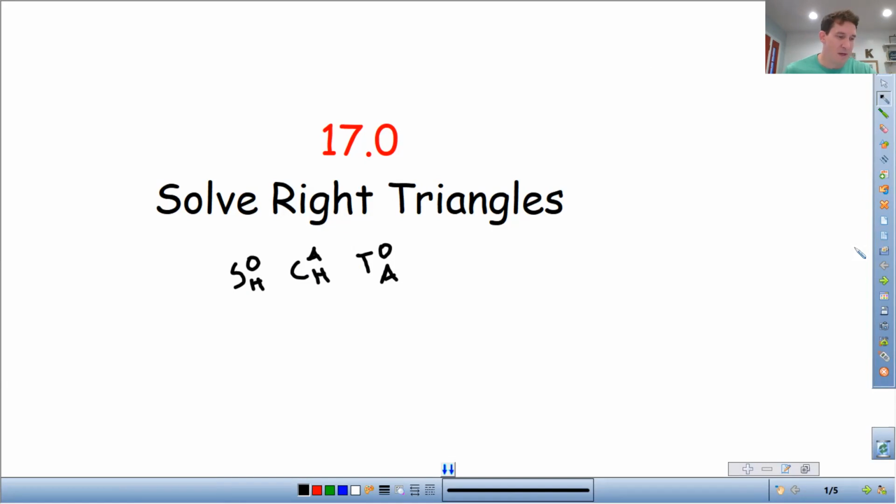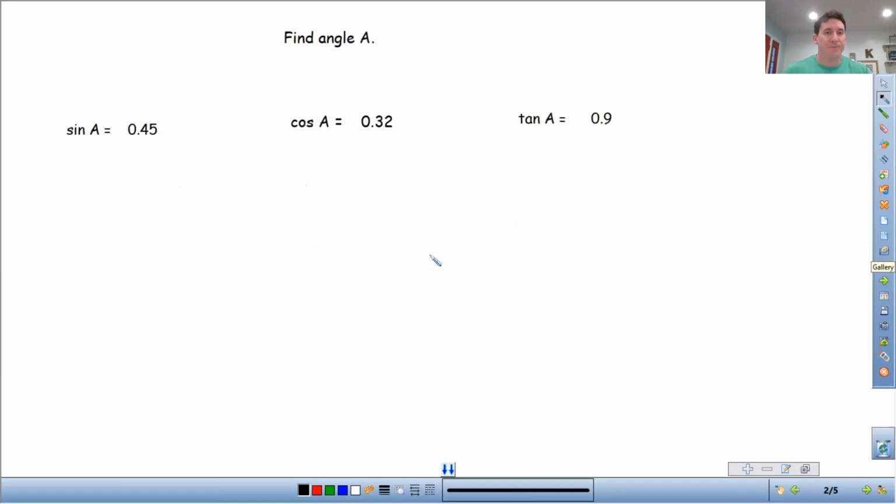Let me pull up my calculator real quick. So let's look at an example. Given the equation here, sine of A is equal to 0.45. So that's sine of angle A. What we want to do is solve this equation for A.